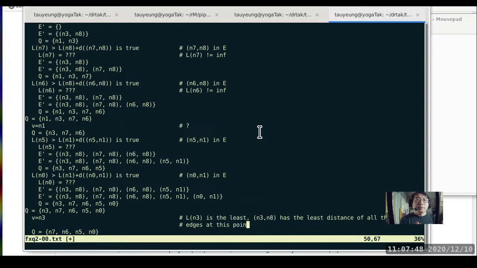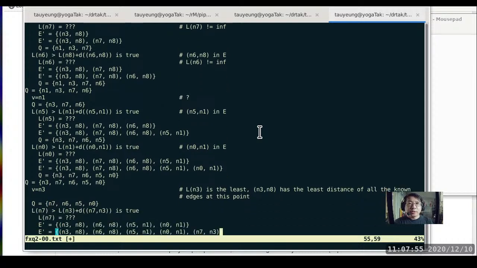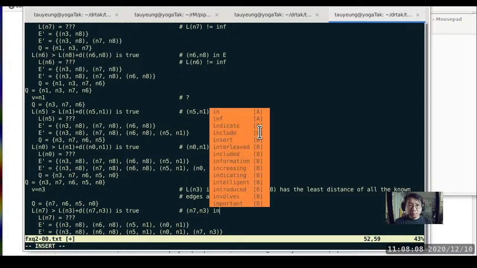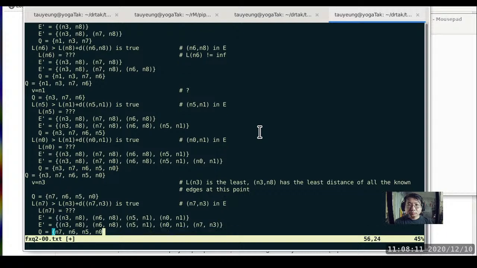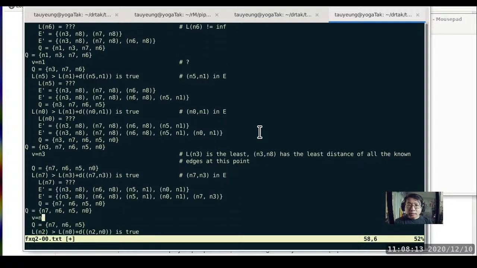If you're drawing a picture on the side, it's going to be very helpful because now you can say, that particular edge has the least distance, and over here we know that N7 N3 is in the set of E. And that's it. We are basically reconstructing the graph as we go through all of this.